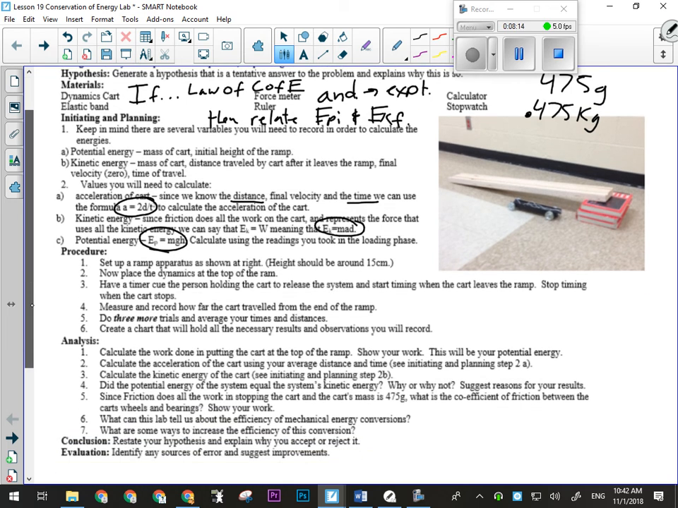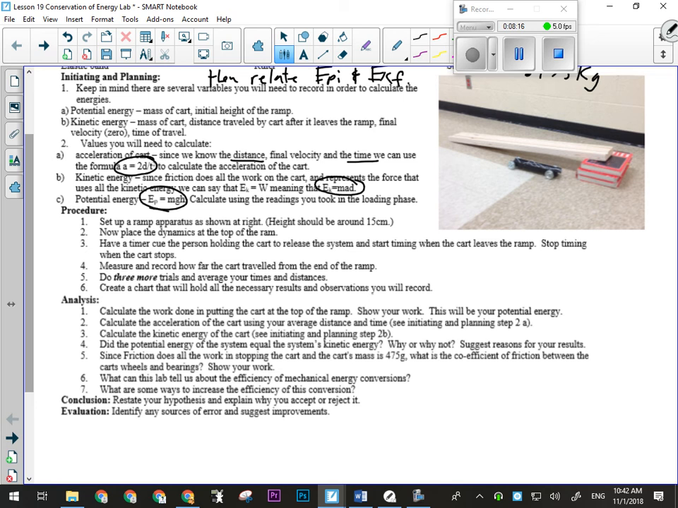So the procedure will work as follows. You'll set up your ramp. You don't need to make it very tall. In fact, if you make it too tall, the cart will go too far, and it'll just take forever to measure, or it'll hit walls or other things. So we don't need the ramp to be very high.